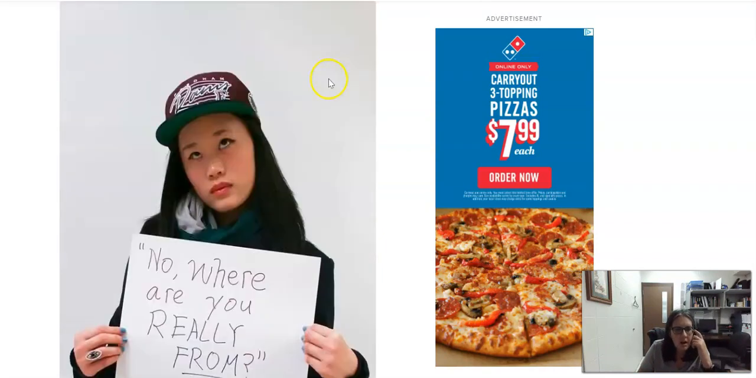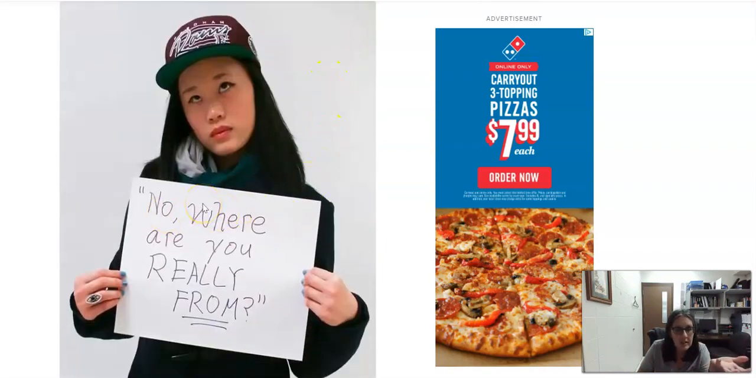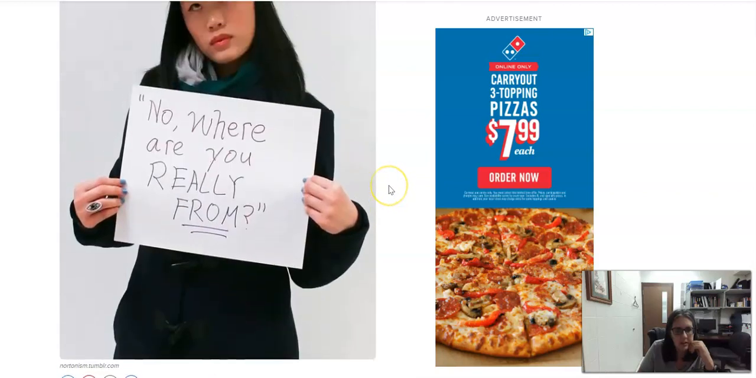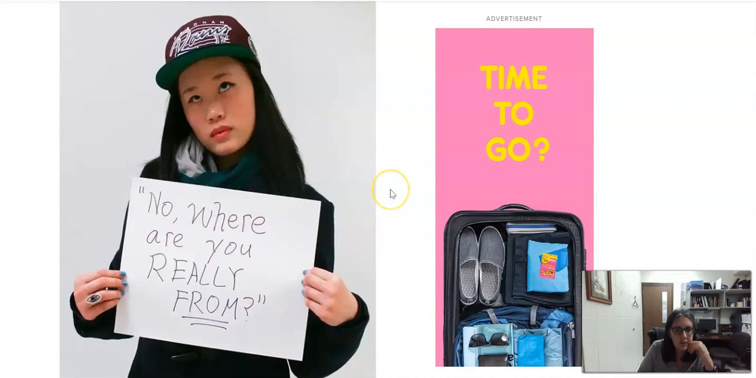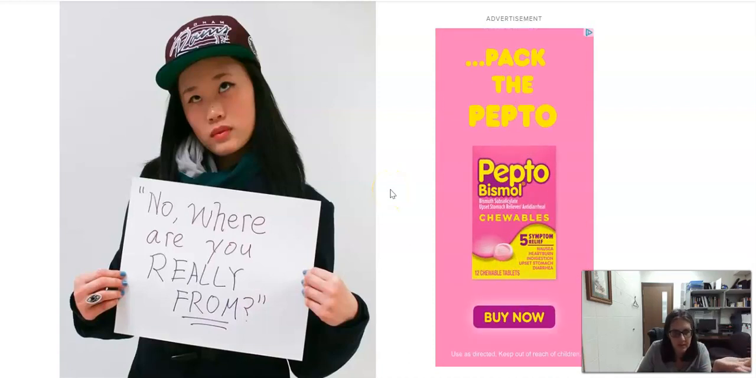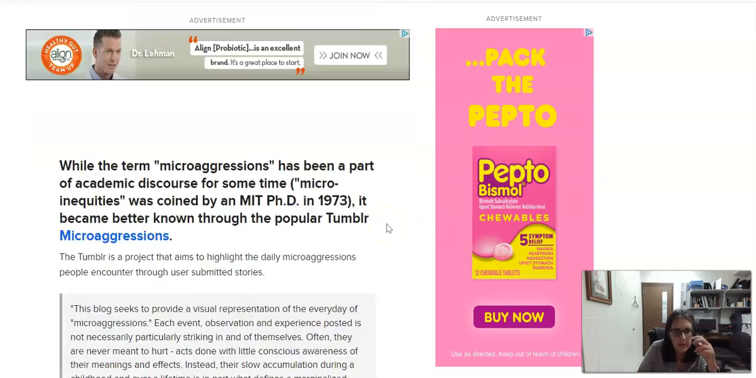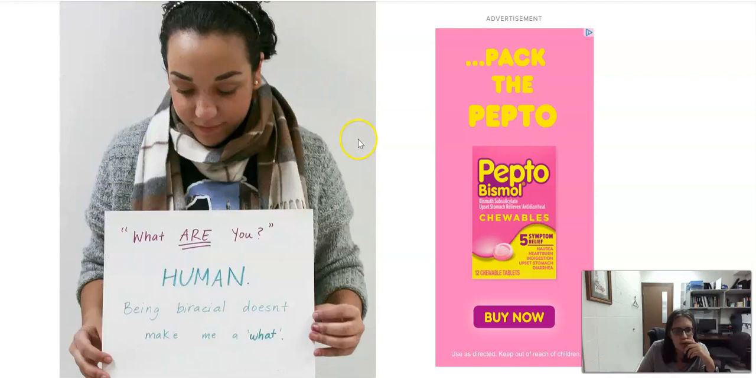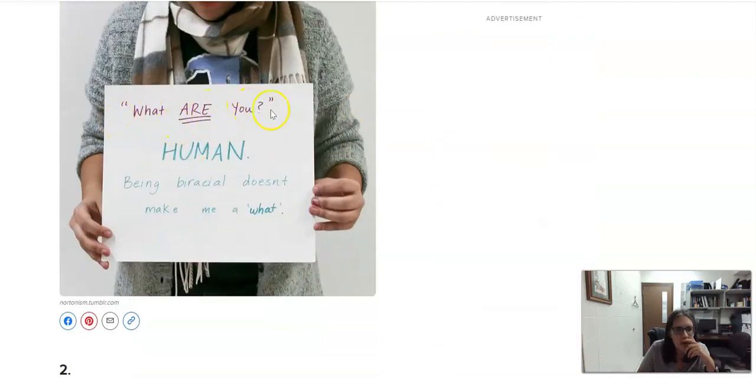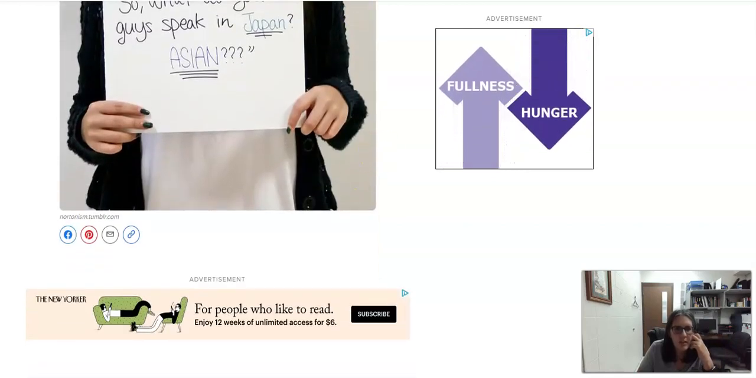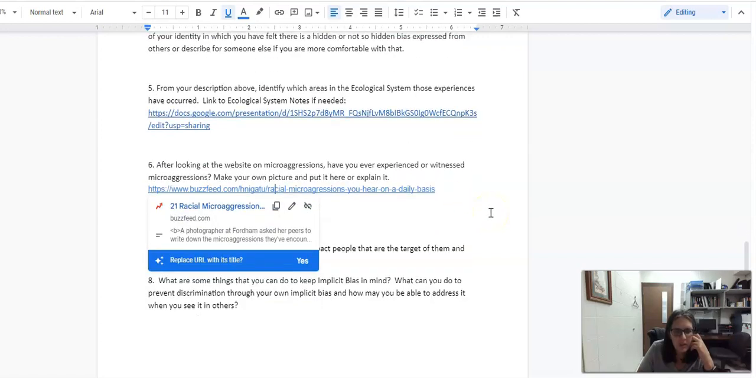So looking at what some of these are, they're showing different pictures and sayings on there. So this says, no, where are you really from? A lot of times people assume someone that ethnically or racially looks different is not from the US, which is absurd, right? Wondering what someone's ethnicity is is different than asking where are you from. Okay, so it's just going over this, and you just kind of scroll. And then, what are you? Same thing, human. It's not a what. So just scroll through and look at the 12 real quick.